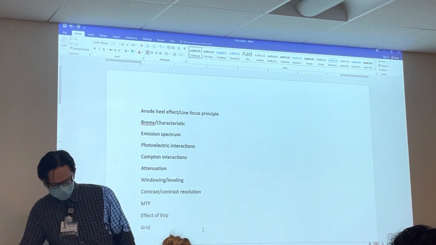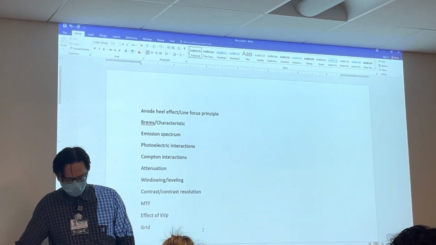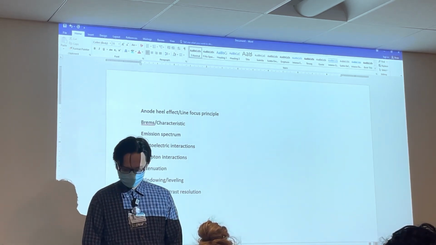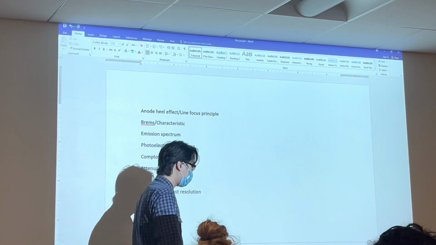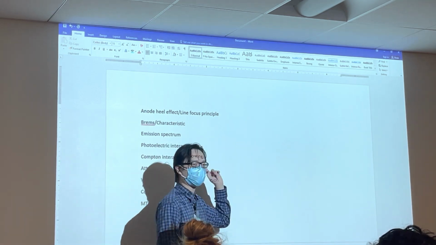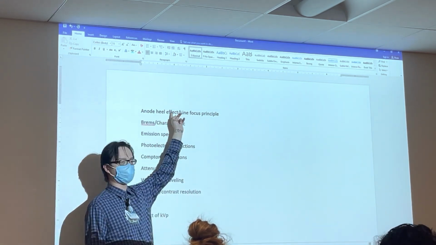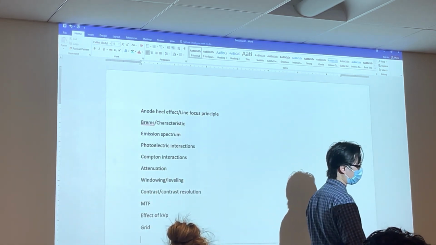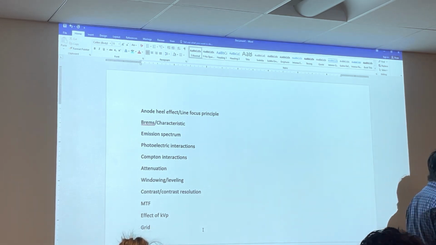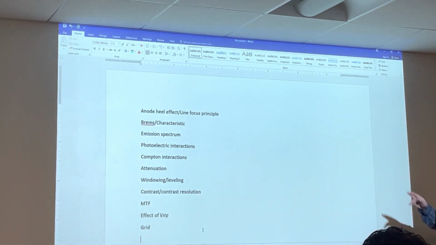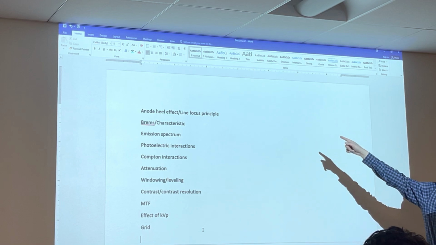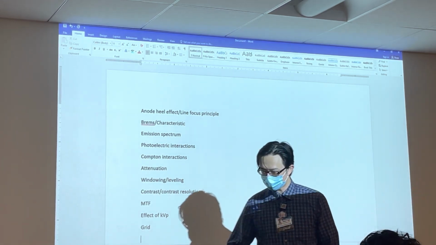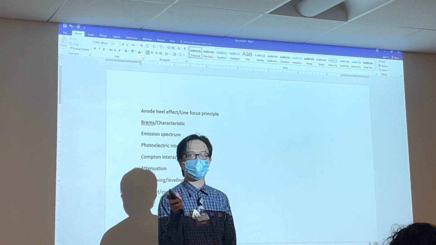So let's go ahead and start with the anode heel effect and the line focus principle. You see I grouped these two together. What characteristic about the anode, or what characteristic about the target, is responsible for both the anode heel effect and the line focus principle? What is it about the anode that causes that to happen?